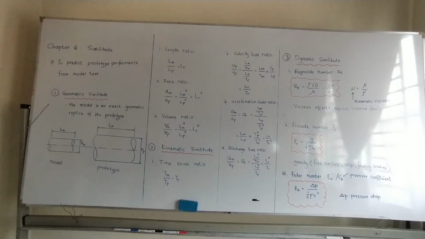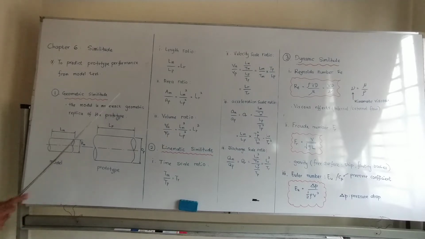Then there are three types of similitude. First, we call geometric similitude, or geometrically similar. That means the model is an exact geometric replica of the prototype, with the same shape. So the length of the model is Lm, and the diameter of the model we denote as dm. For the prototype, the length is Lp, with subscript p for prototype, and the diameter of the prototype is dp.